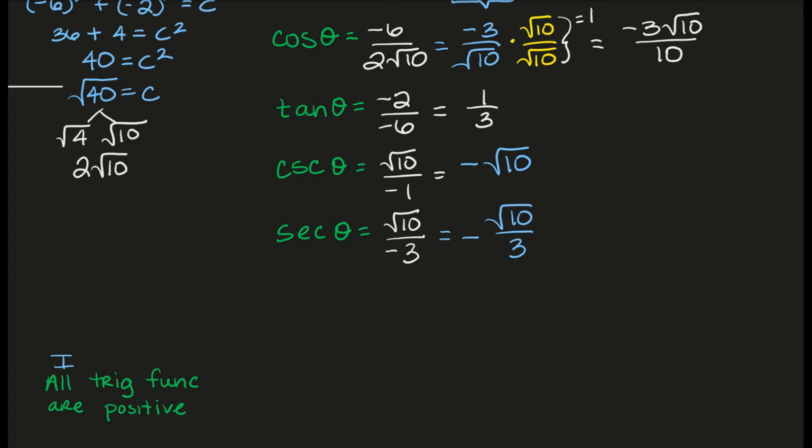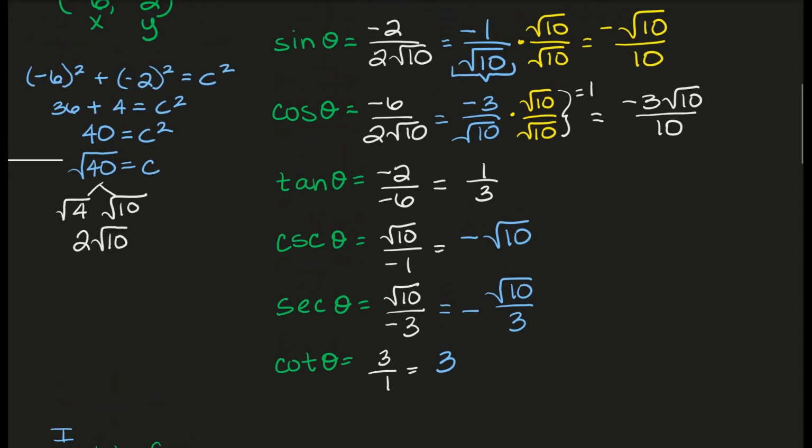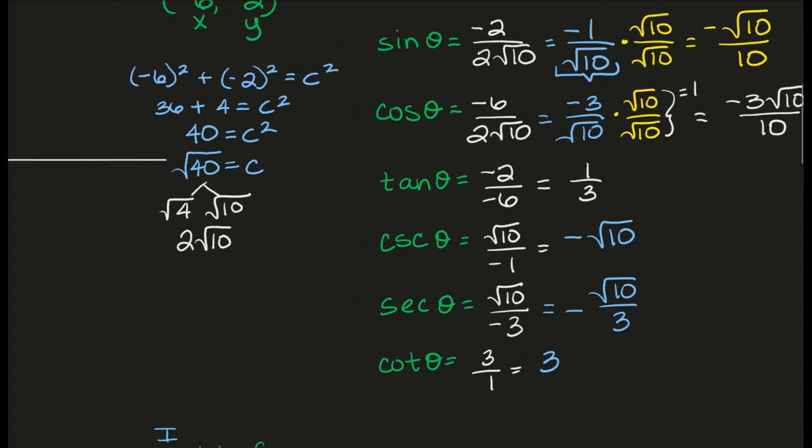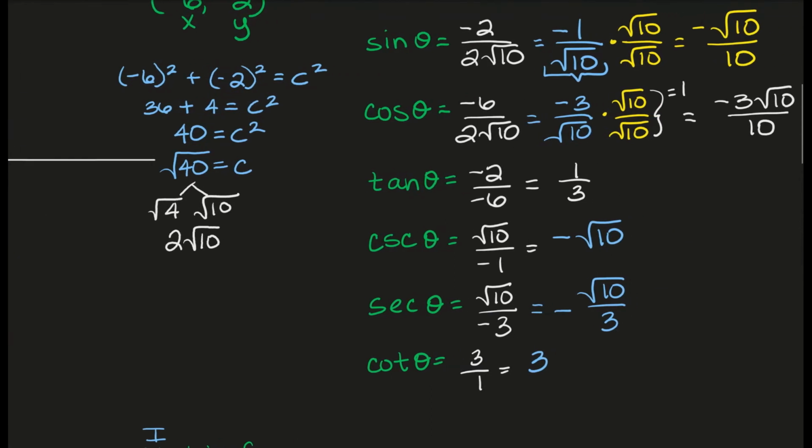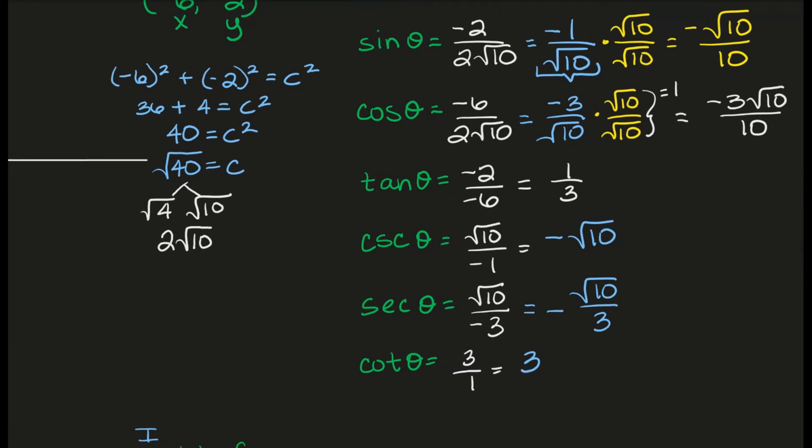And then my last value will be cotangent. Cotangent, you take the answer from tangent and you flip it. So this is just going to be 3 over 1. And we know 3 over 1 is 3. So here would be my solutions if in the triangle that I drew, I had a square root. So not too bad. It's just a little bit of work. We just have to make sure that we're rationalizing our solutions.